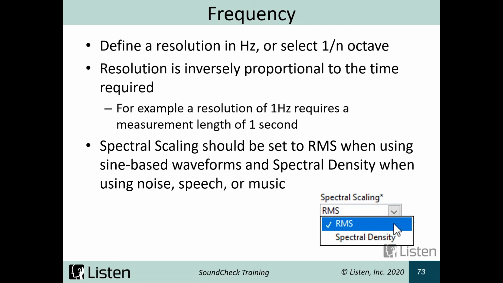There's an option for spectral scaling. This should be set to RMS when using sine-based waveforms, and spectral density when using noise, speech, or music. This is going to affect all items with an asterisk. For FFT, the auto spectrum of the response is the only thing available, and that does have an asterisk. So everything on the Frequency tab is currently affected by selecting the spectral scaling.